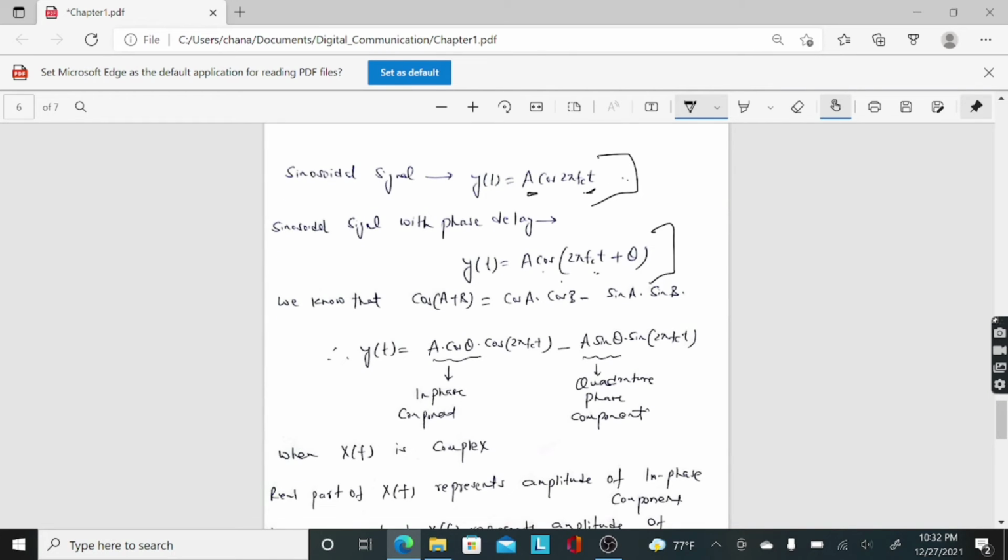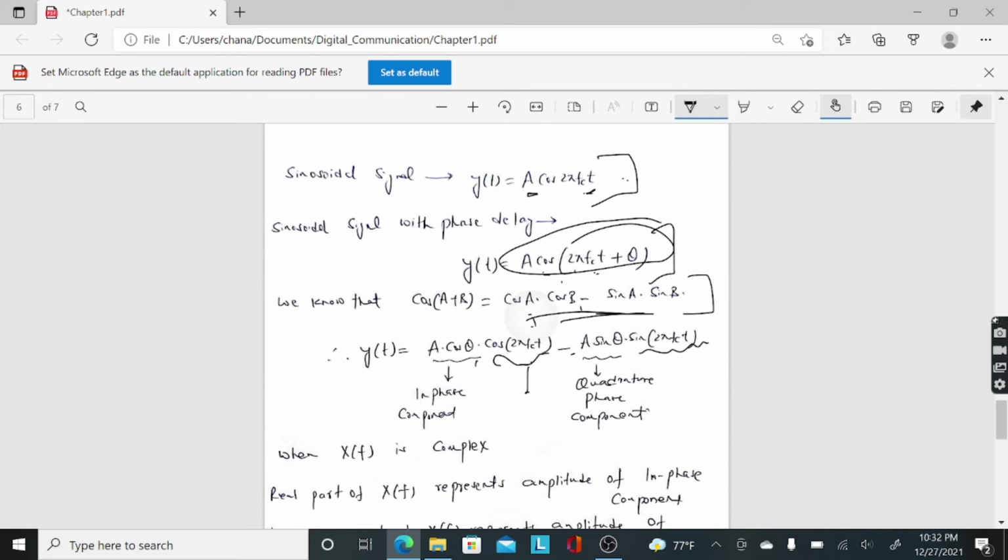Now we all know from trigonometry, cos(a+b) is cos a cos b minus sin a sin b. So if I expand this, I can get a cos(2πfct) cos θ minus a sin θ sin(2πfct). So you can see here cos(2πfct) is a sinusoidal signal. Sin(2πfct) is also a sinusoidal signal with 90-degree phase shift. Sine is nothing but a cosine with a 90-degree phase shift.